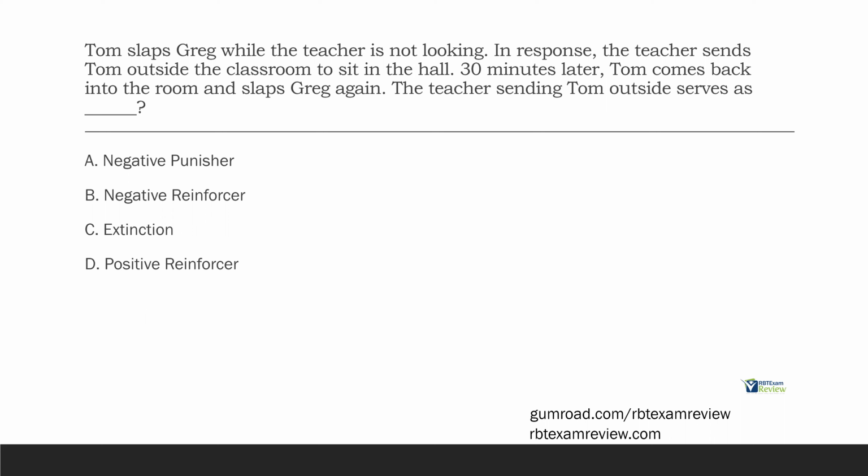So in this case, what is the teacher doing? Well, in response to Tom slapping Greg, the consequence is going to be the teacher sends Tom outside the classroom. So she's removing Tom from the classroom, making it negative. However, 30 minutes later, Tom comes back into the room and slaps Greg again. So has Tom's behavior increased or decreased as a result of being removed from the class? Well, his behavior has at least maintained, if not increased.